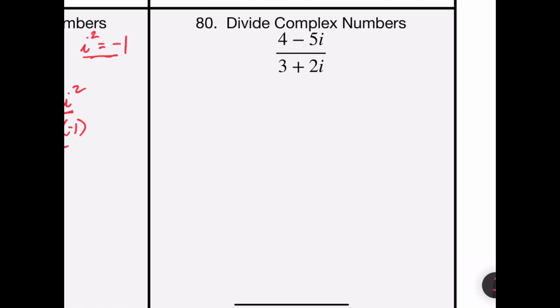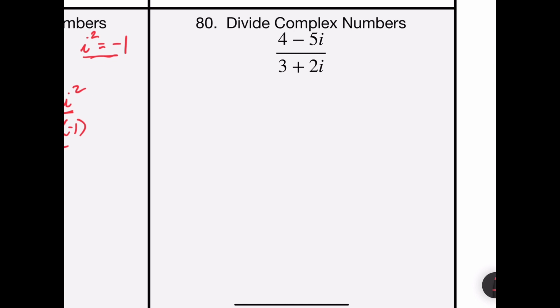Problem number 80 is dividing complex numbers. It says 4 minus 5i over 3 plus 2i. So the trick with dividing complex numbers is to remember there's no division. To divide complex numbers, we actually multiply by a form of 1 that's the complex conjugate of the denominator. So let's look at that.